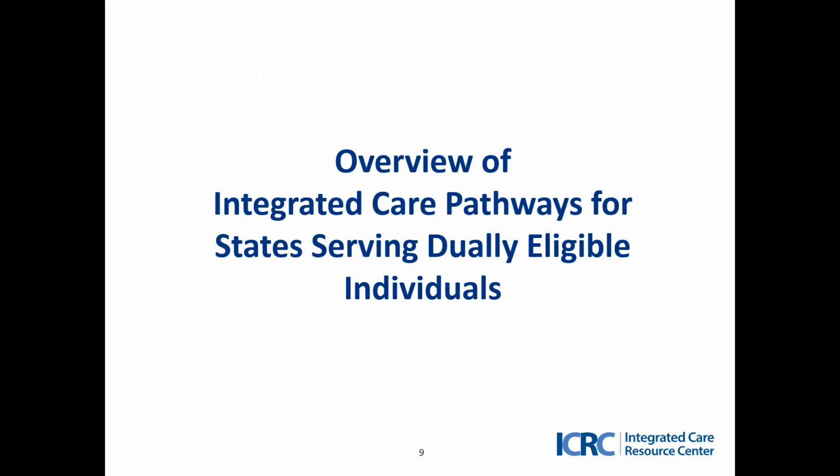Thanks, Danielle. All right, so my name is Caitlin Murray, and I'm going to be talking about the different ways in which states can integrate care for duly eligible beneficiaries. And then later, we're going to talk about how states can work with D-SNPs to design supplemental benefit offerings. Next slide, please.